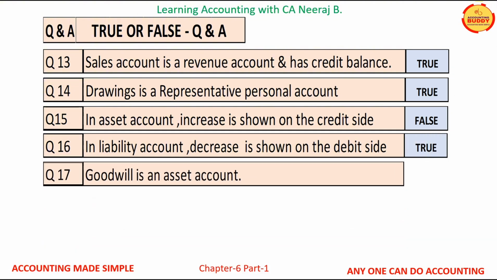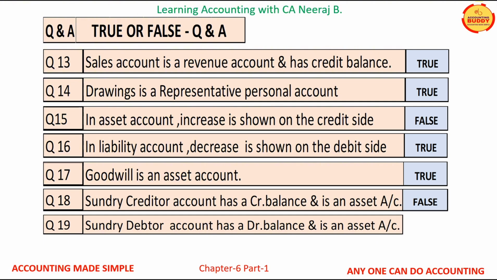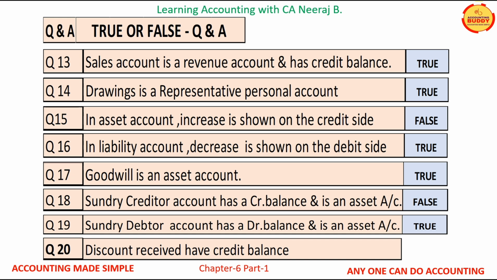Question number 17, goodwill is an asset account. Again, this is a true statement. Question number 18, sundry creditor account has a credit balance and is an asset account. This is a false statement. Though sundry creditor by nature always has a credit balance, it is a liability account. Question number 19, sundry debtor account has a debit balance and is an asset account. This is absolutely a true statement. Question number 20, discount received has credit balance. This is again a true statement.